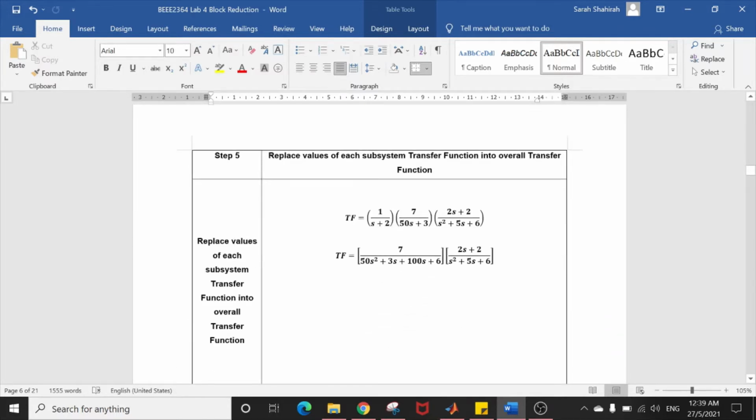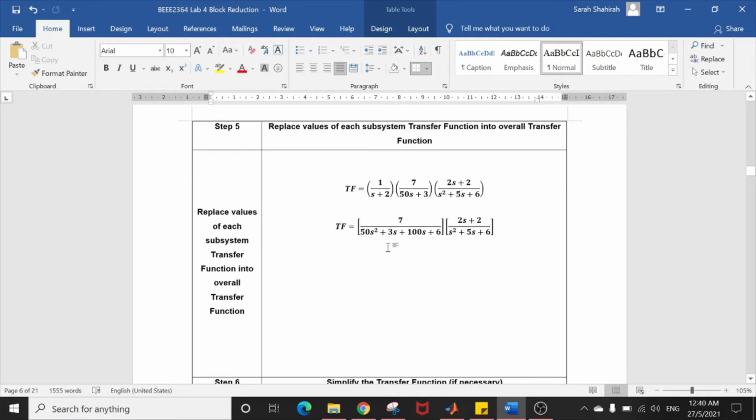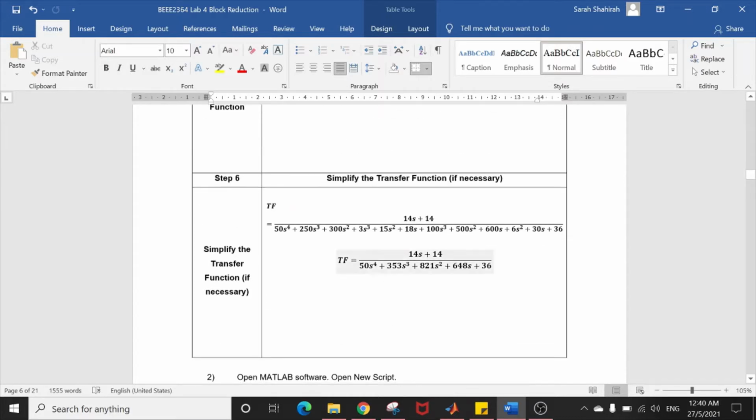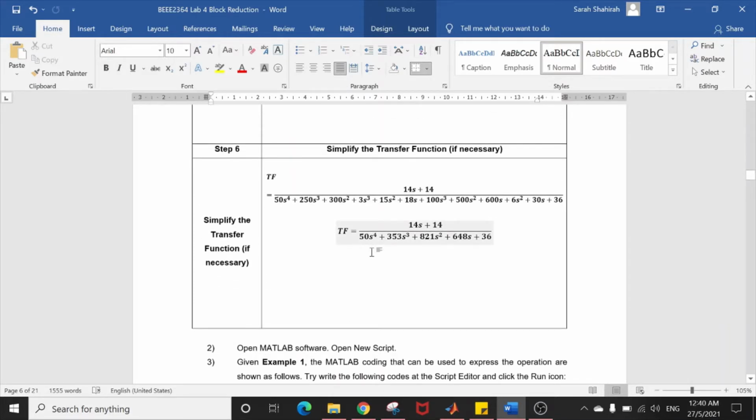And after replacing the value of each subsystem TF, we get the result as stated here. And after we simplify the transfer function, the answer is 14s plus 14 over 50s to the power of 4 plus 353s power of 3 plus 821s power of 2 plus 648s plus 636.